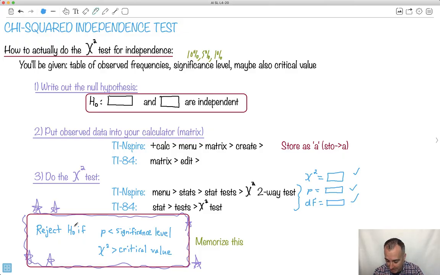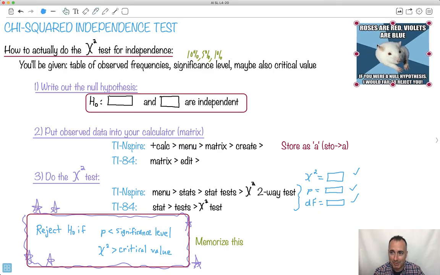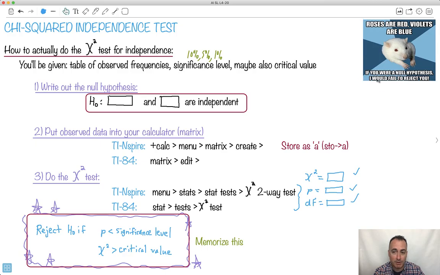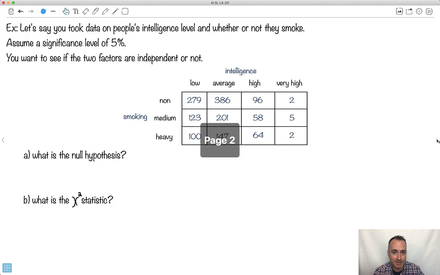And so this little picture that I have now is one of my favorite memes. I did not make it up. I wish I did, but it is so cute. It has to do with all of this because it makes fun of this. Because remember, we either reject a null hypothesis or we say we fail to reject. So this is so cute. Look at this. Roses are red, violets are blue. If you were a null hypothesis, I would fail to reject you. It was so cute. So this right here is what we need to do. This is so important. All right, let's look at an example then.